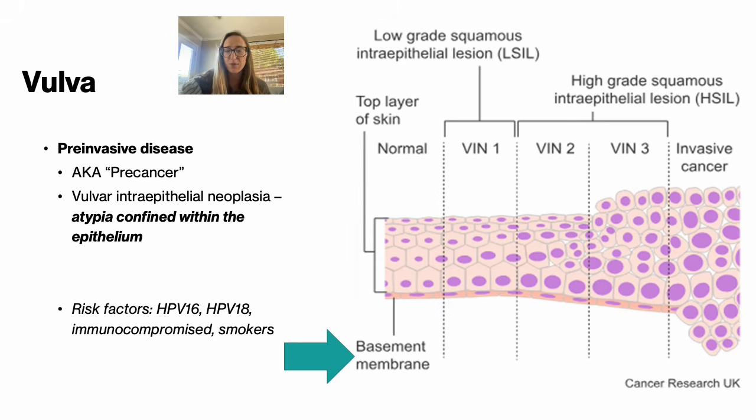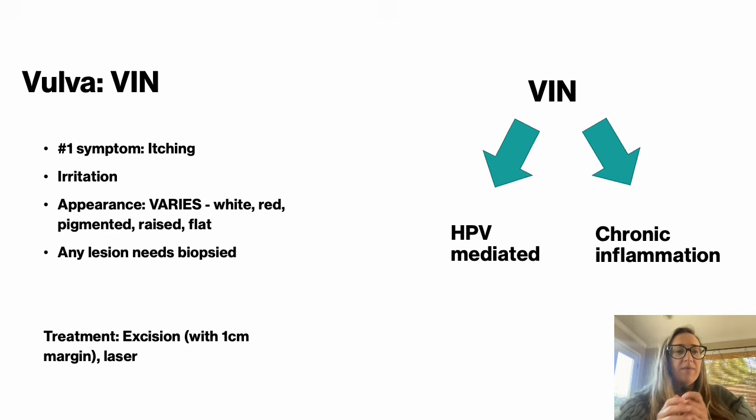And so this is very similar to cervix, but we'll start with VIN, which is vulvar intraepithelial neoplasia. Same thing, atypia confined within the epithelium, and same risk factors: HPV 16, 18, immunocompromised, smokers. With VIN, the most common symptom is itching or irritation in the vulva. The appearance varies. It could be white, red, pigmented, raised, flat. Any lesion needs to be biopsied.